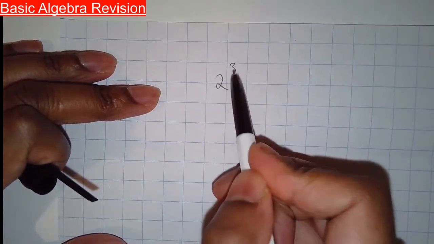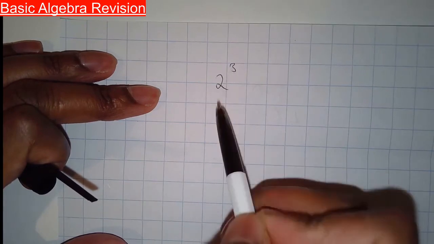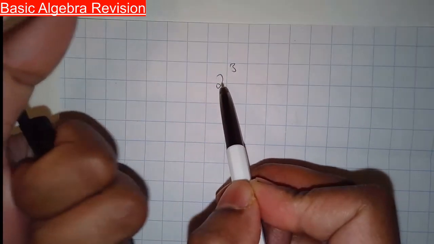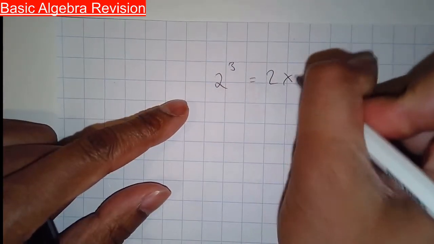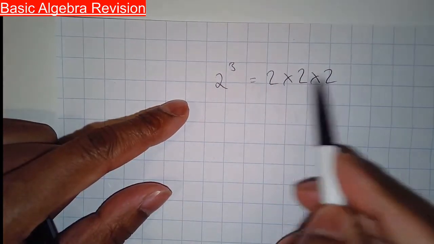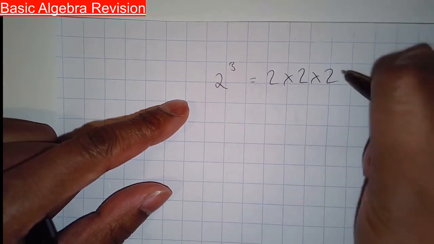This thing here is called the base, and that's the index. Base, index. So what does that mean? That means 2 times 2 times 2. Why is there 3 of those? Because there's a little 3 there. 2 times 2 is 4, 4 times 2 is 8.